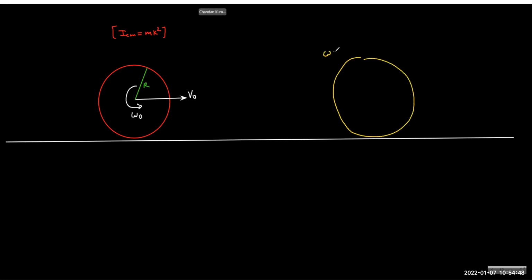Now imagine the situation when omega has become zero, because of the obvious reason that friction is acting backward. As you can see, the bottom is trying to go forward, so friction will act backward, and so it will create the torque which will oppose the omega. So omega becomes zero, but the velocity remains. So in this case, omega is zero, but velocity is there. So friction will act this way only. And velocity is left with some value, not V naught, some new value, V.